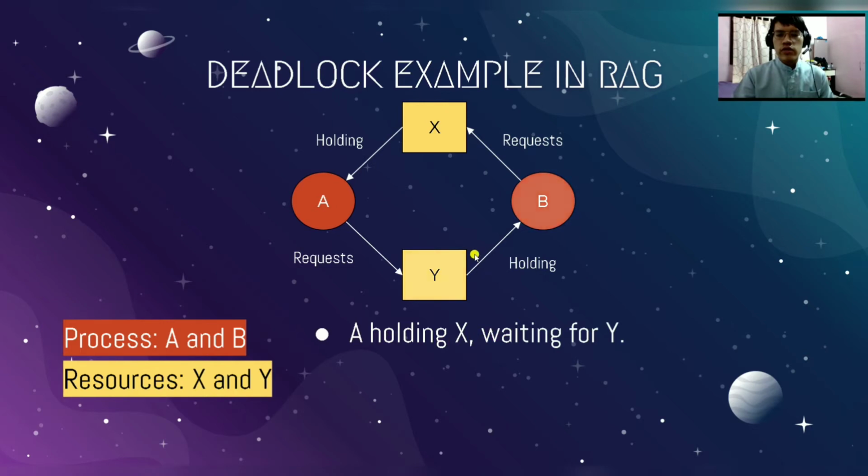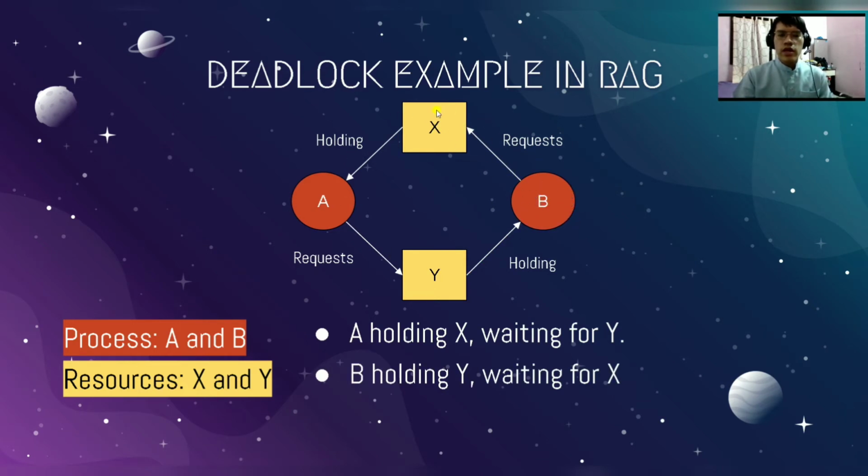Okay, the next one we can see that an arrow is pointed from Y to B, which means B is holding Y, and an arrow is pointed from B to X, which means B requests X. So as we can see here, there's a cycle here.